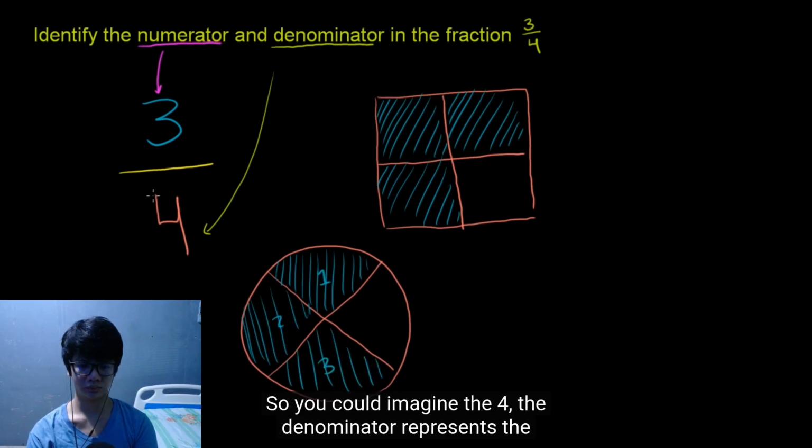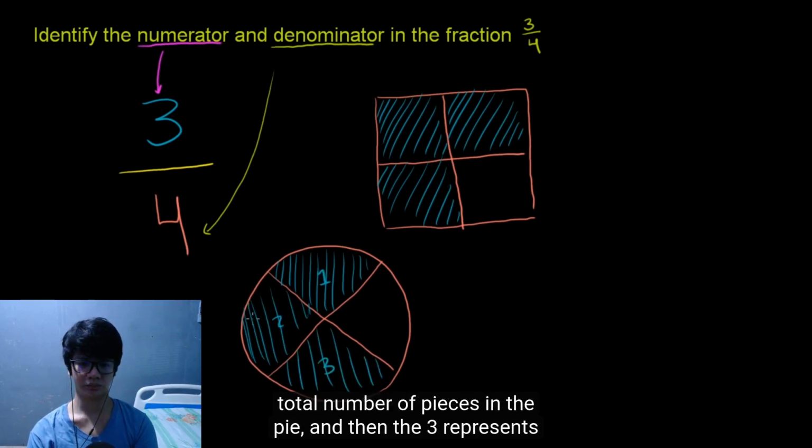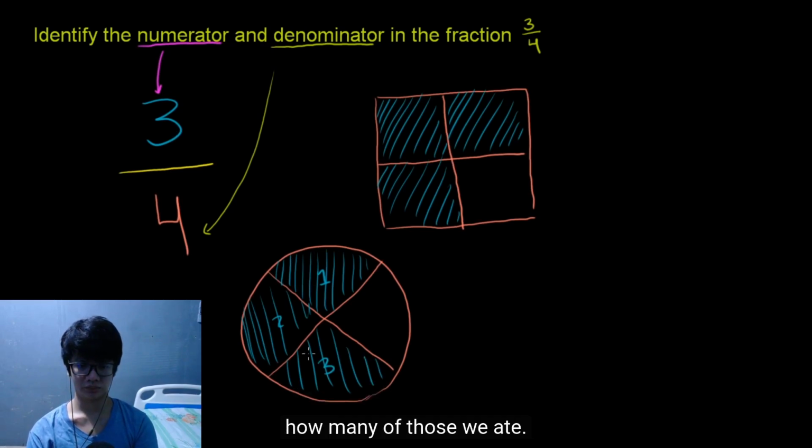So you can imagine the 4, the denominator, represents the total number of pieces in the pie, and the 3 represents how many of those we ate.